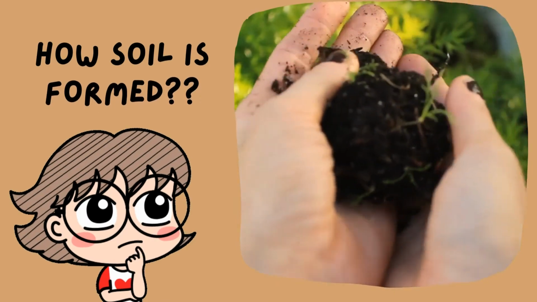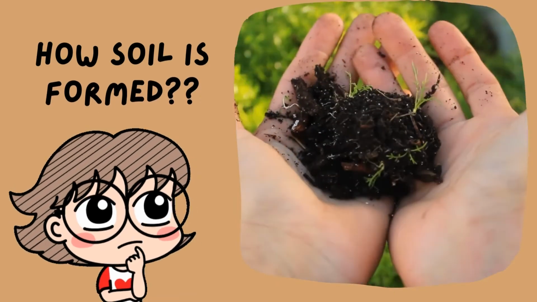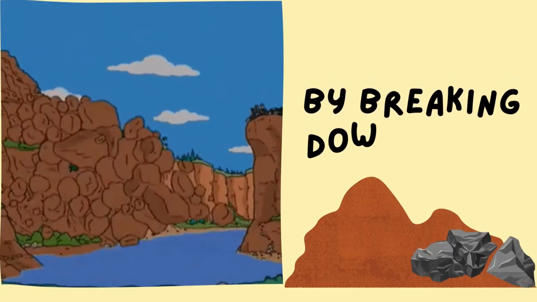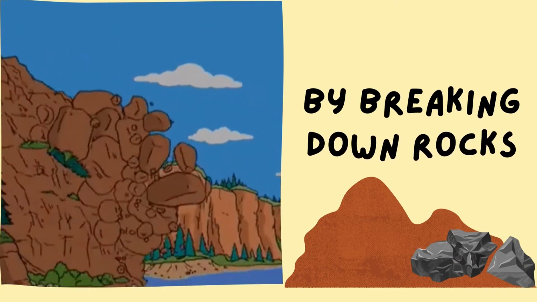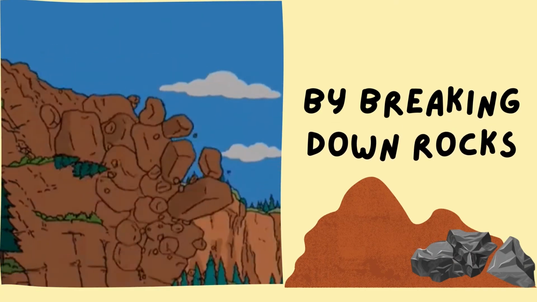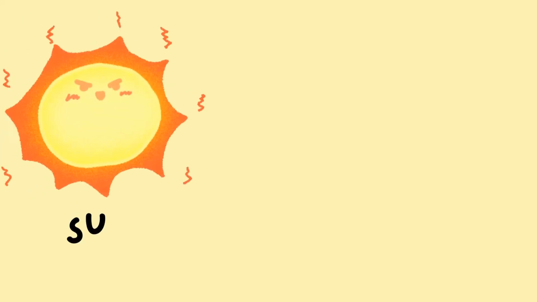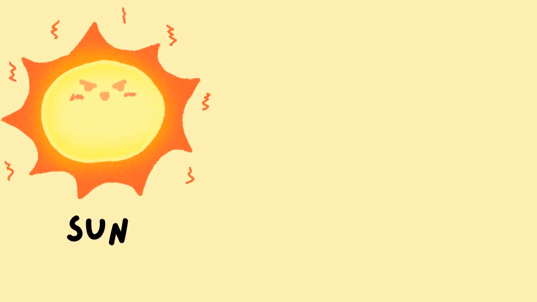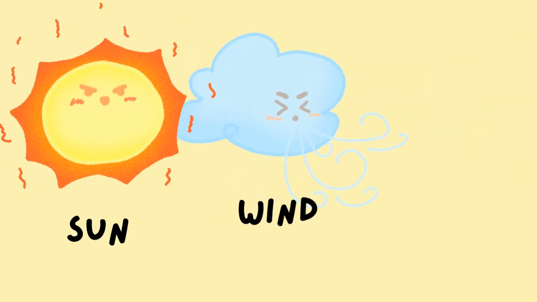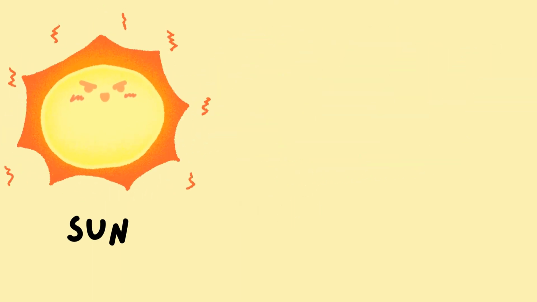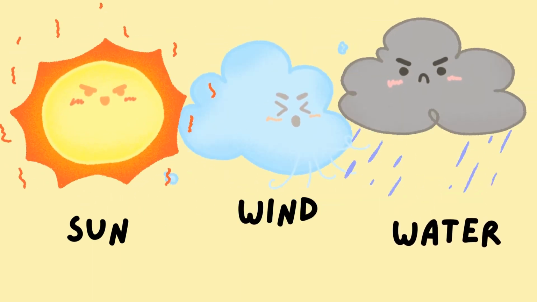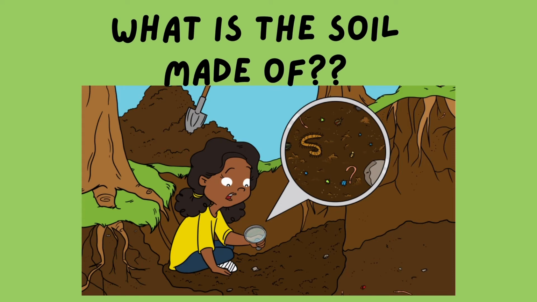So how is soil formed? We can say soil is formed by breaking down rocks due to the action of the sun, the wind, and water. So what is the soil made of?